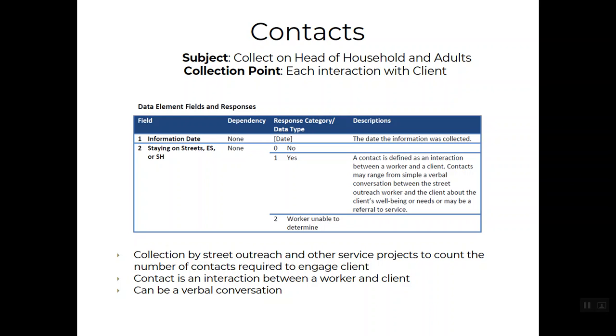So contacts are to be collected for heads of household and adults, and are essentially just your dates of contact with the client. It should be each interaction you have with a client. It's especially important for street outreach programs and PATH programs, especially if you are a COC or PATH funded program, because in your annual reporting you need to be reporting on how many contacts you have with a client before you're able to do a true engagement with a client. So again, you should be recording the date and when the interaction happened.